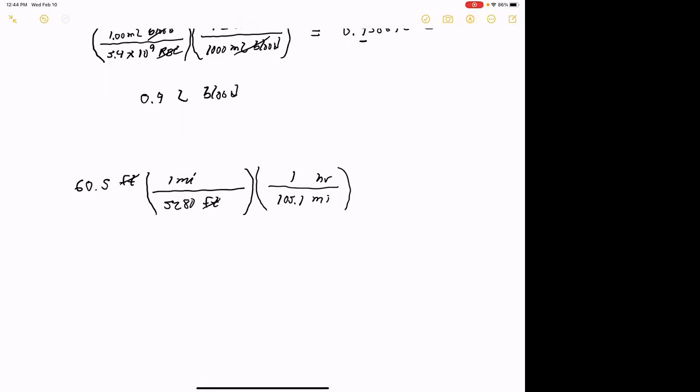Okay, so see what's happening there? I can get the miles to cancel with the miles, and that leaves me with hours. Now, did it want minutes, seconds? What did it want?